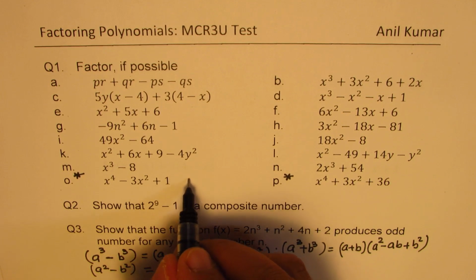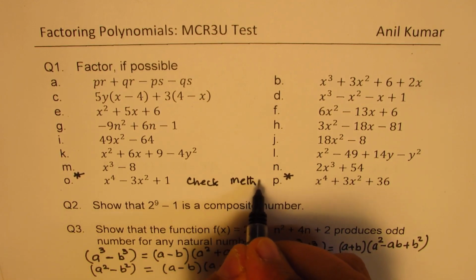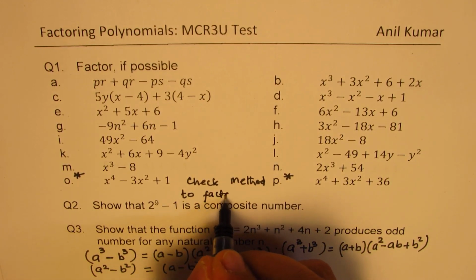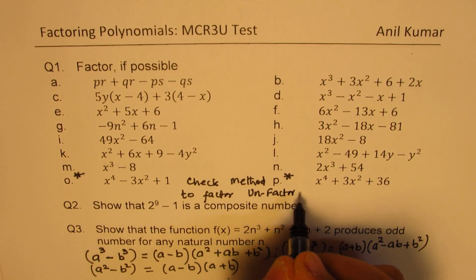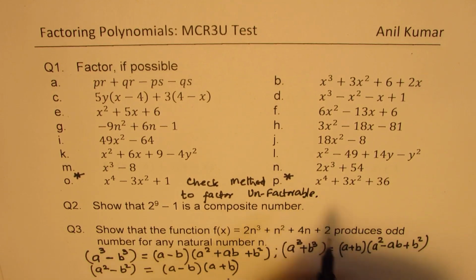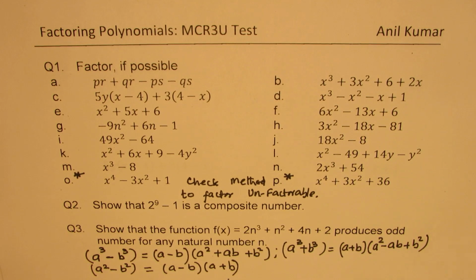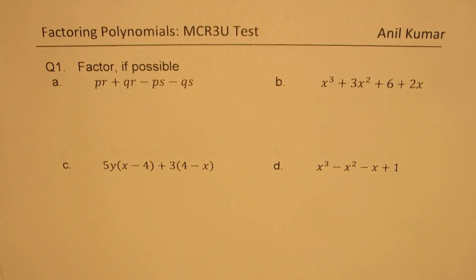So check the technique. Check the method to factor unfactorable ones. Okay, so normally they cannot be factored, but now it's kind of completing the squares, okay? But some can be factored, especially of these kinds, x to the power of 4, right? So let's begin with the very first question.